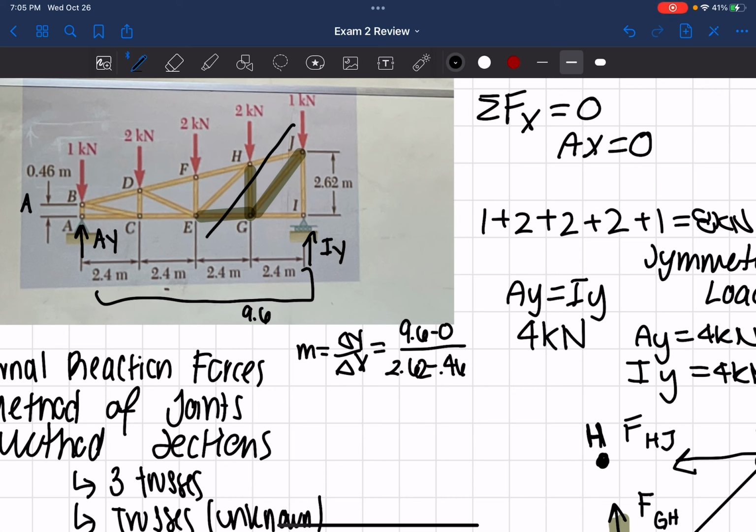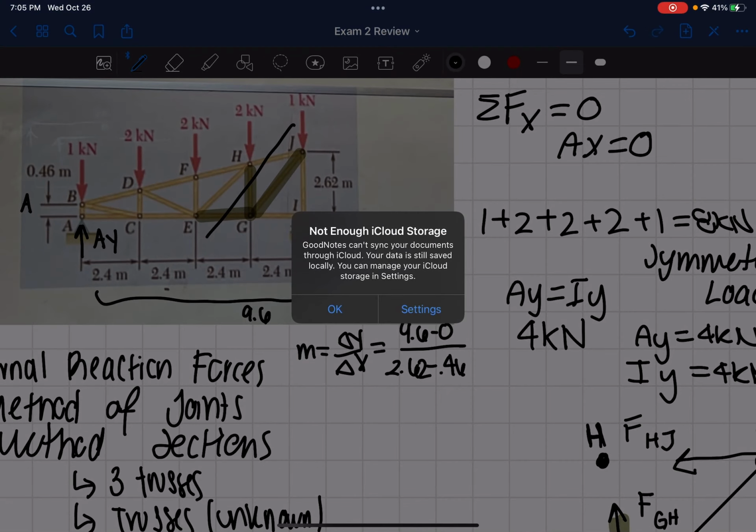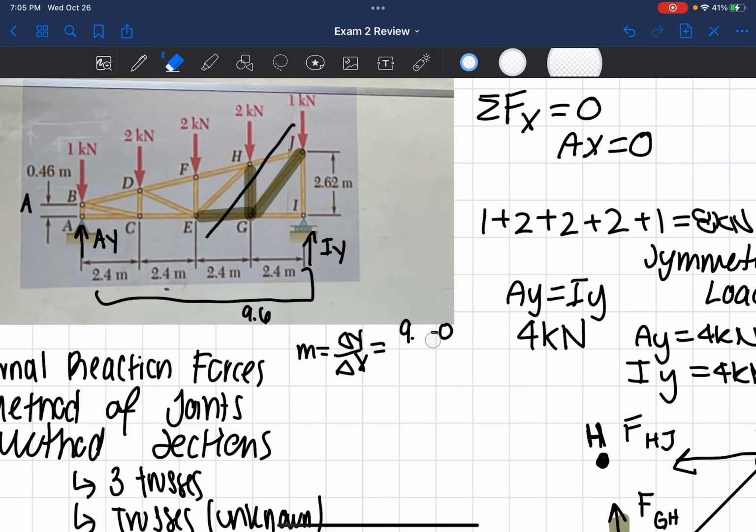Hold up, give me 1 second. And my calculator is about to die. Oh, I messed this up. I flipped it. This is supposed to be on top. I apologize, ladies and gentlemen.